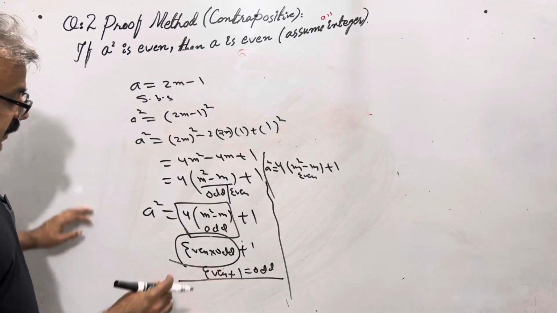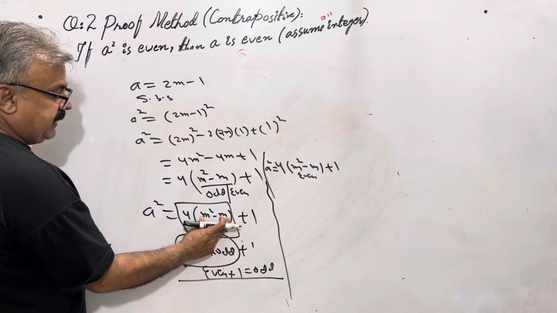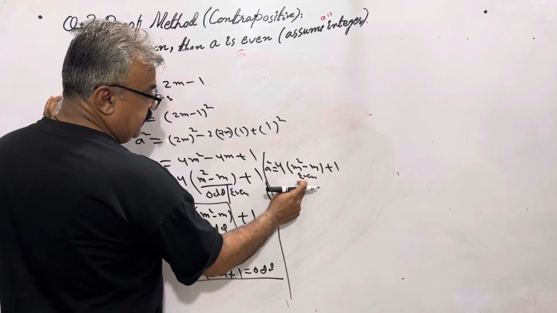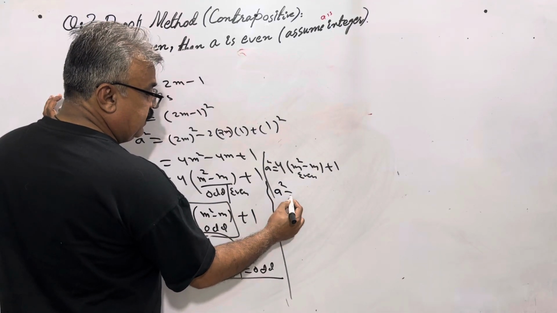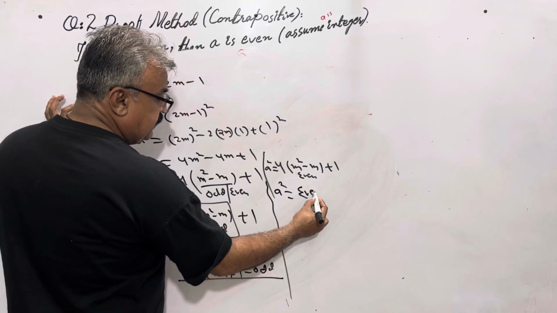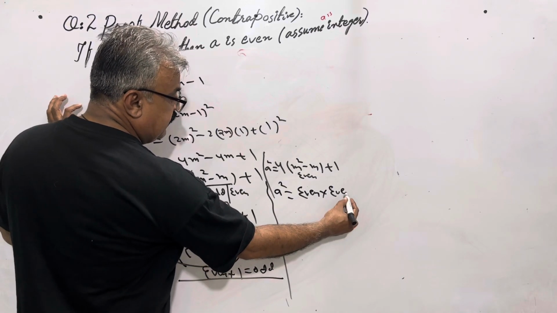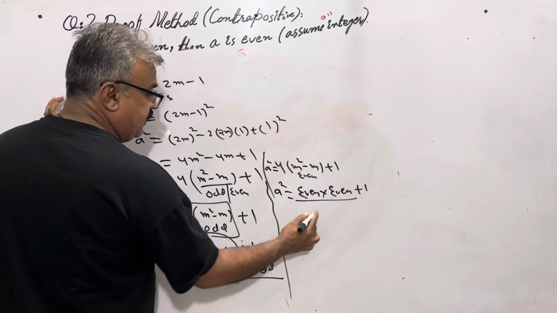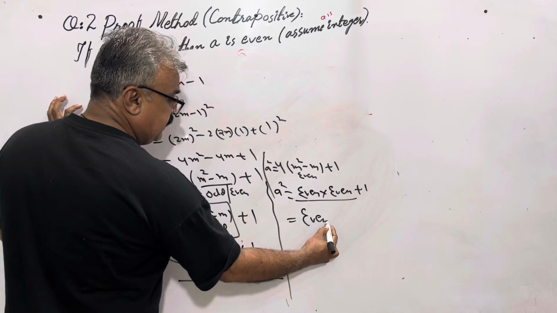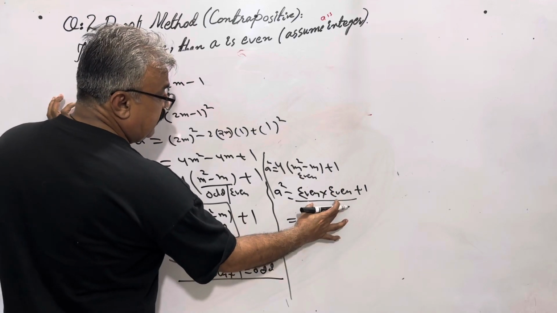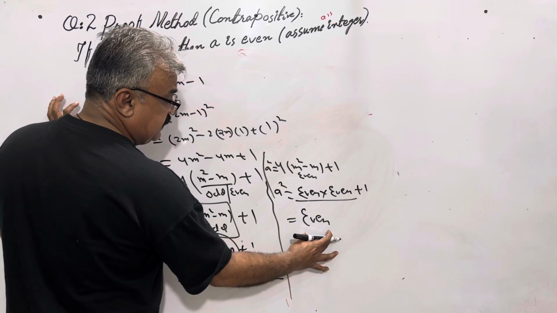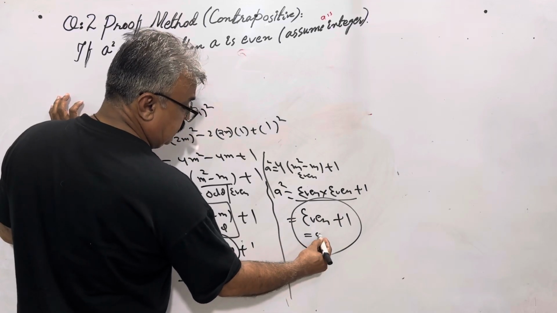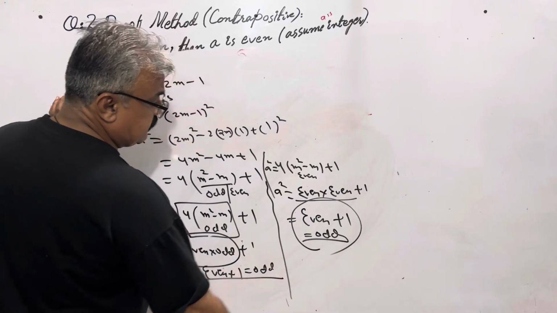What about the possibility where m square minus m is even instead of odd? Now 4 is even, and even times an even number always gives us even. If you add 1 to the even, it will always give us odd.